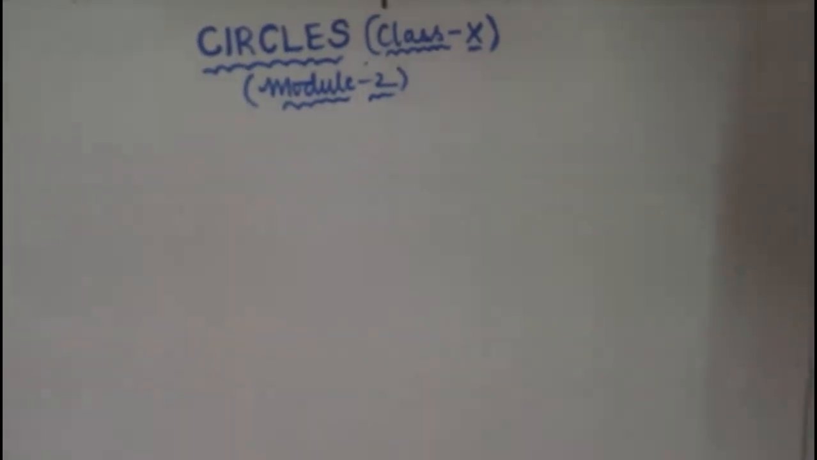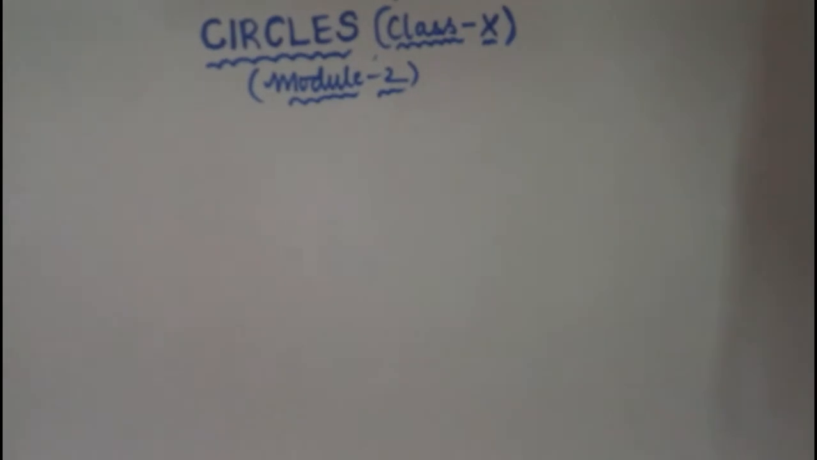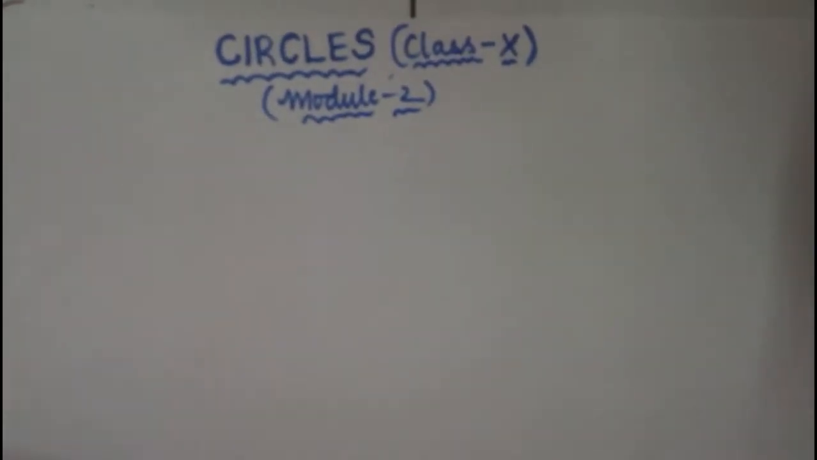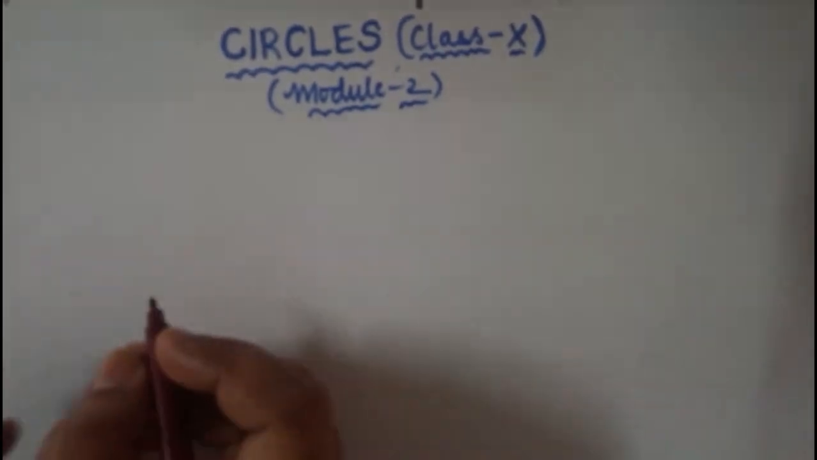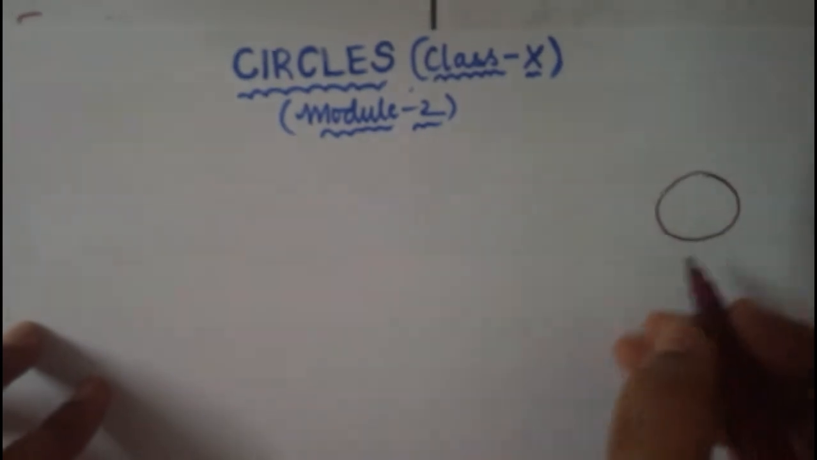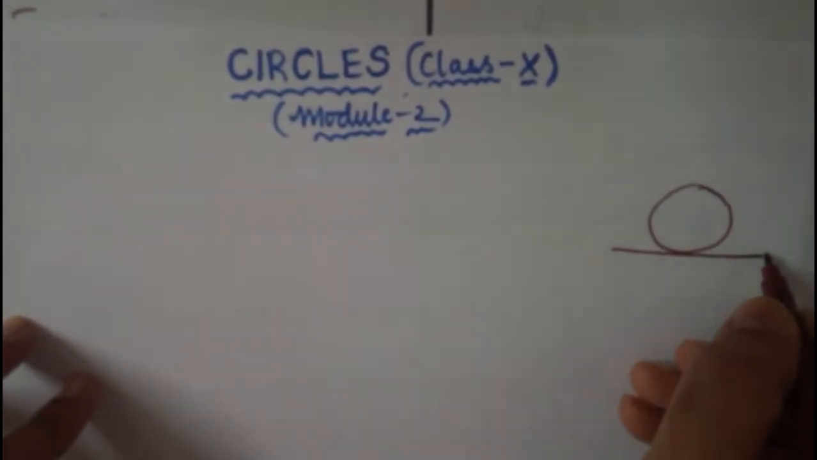Yesterday we started the circles topic. Before starting today's topic, we'll review all the terms we discussed in yesterday's class. So what is a tangent? A line which touches the circle at only one point is called a tangent.